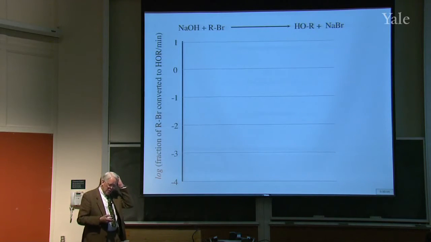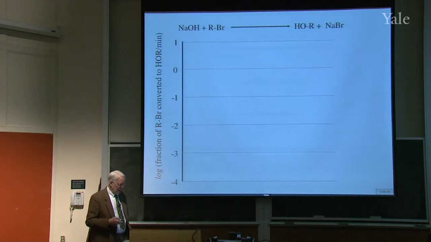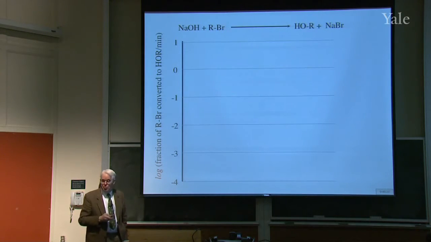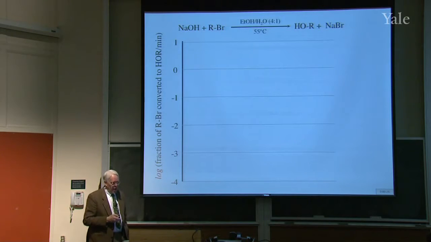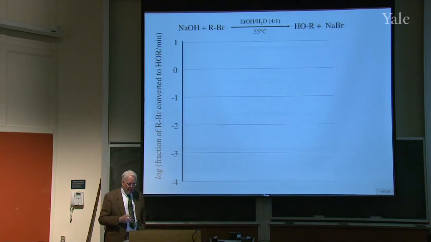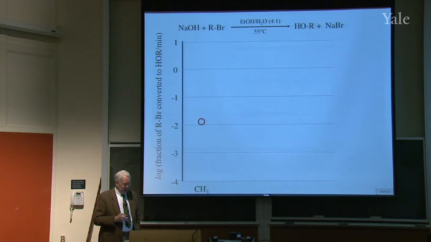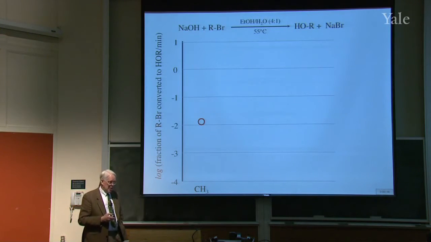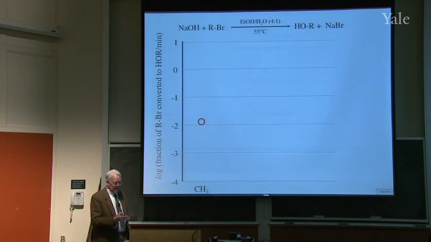Now, if we look at the rate of the reaction of sodium hydroxide with an alkyl bromide for different R groups, we're going to look at a log scale so we can cover 5 powers of 10 in the rate. And it's how much of RBr gets converted to HOR per minute, okay? And we're going to do it in ethanol water, 4:1 at 55 degrees. And we see about 10 to the minus 2 of methyl bromide is converted to the alcohol per minute, 1% per minute, right?